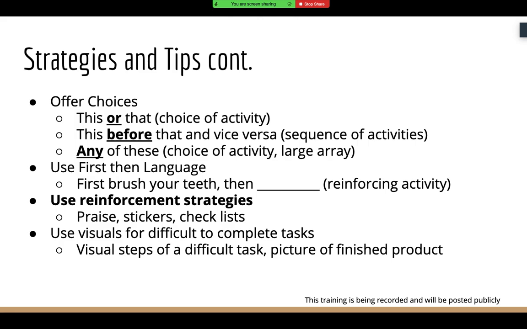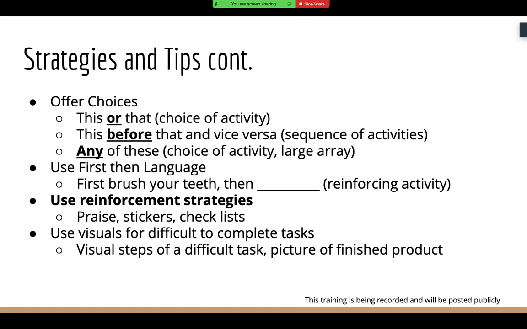Another way to offer some choices is provide a large array of choices. I've shown you some choice boards I use in the past for reinforcement, but you can also use choice boards to help kids set up a schedule of non-preferred events as well.